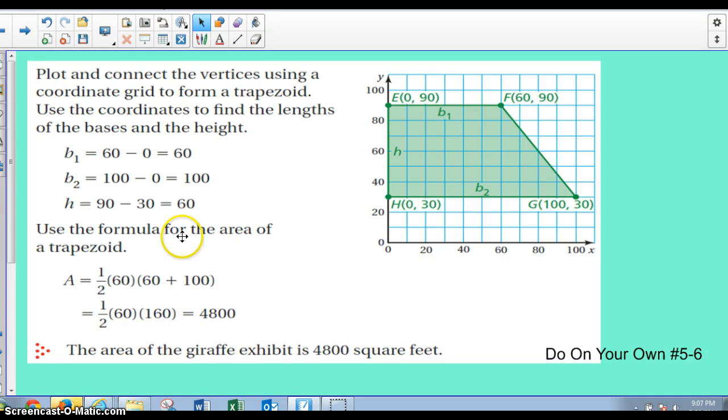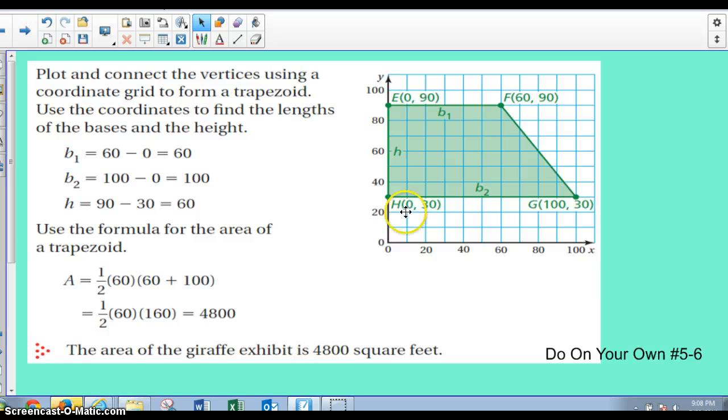Okay? Here's where you're using what we just did in the last example. You need base 1. It's a trapezoid, so here's base 1. We need to find the difference between E and F for the x coordinate. So you've got 60 minus 0. So base 1 is 60. You can do the same thing with base 2. 100 minus 0 is 100. For the height, you're going to do 90 minus 30.